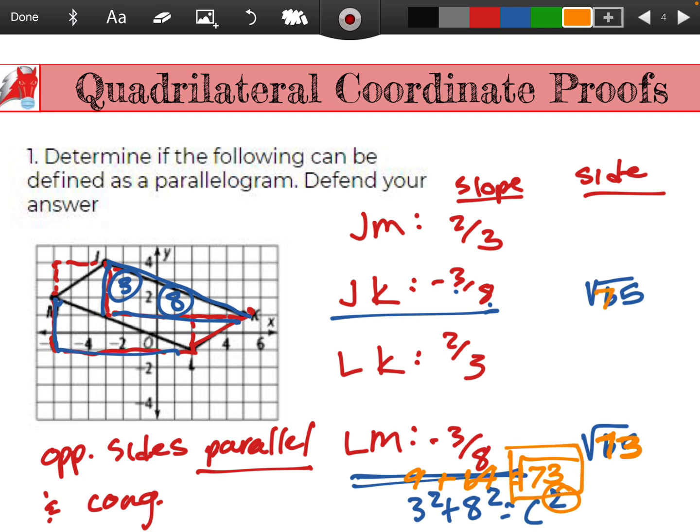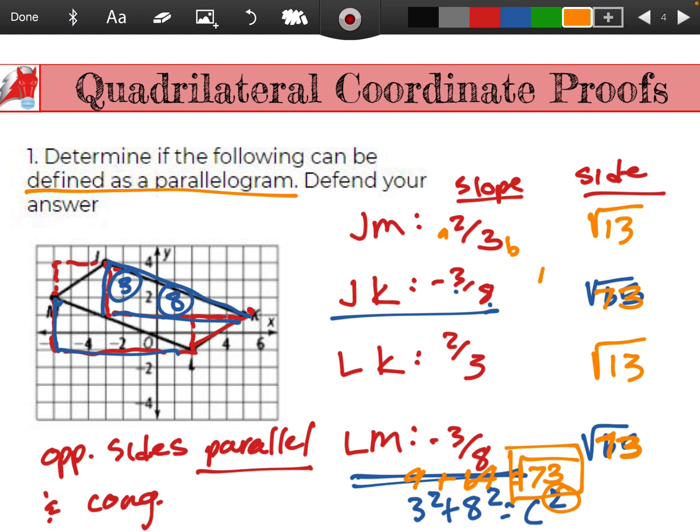Okay, there. And I can do the same thing with my 2 over 3. I know this is my A, this is my B. So 2 squared is 4, 3 squared is 9. So let's see if I can do my math right on this one. 13, 13.